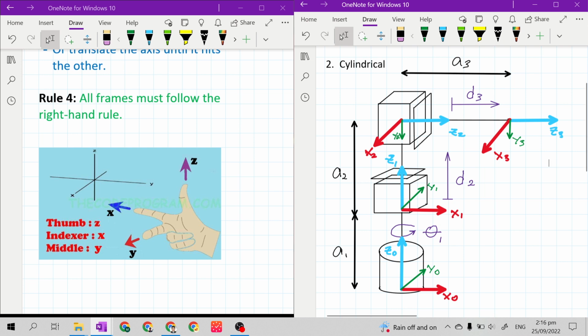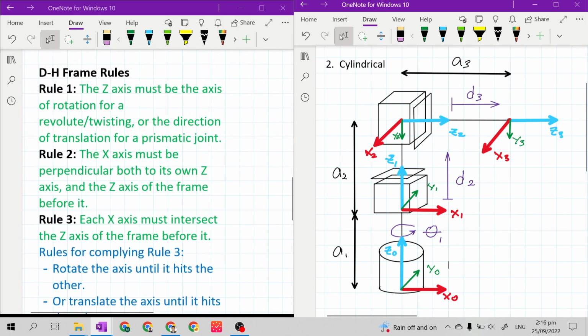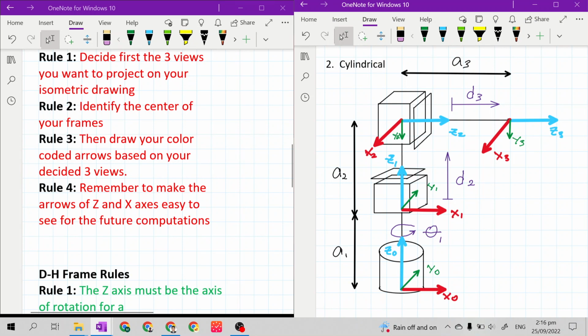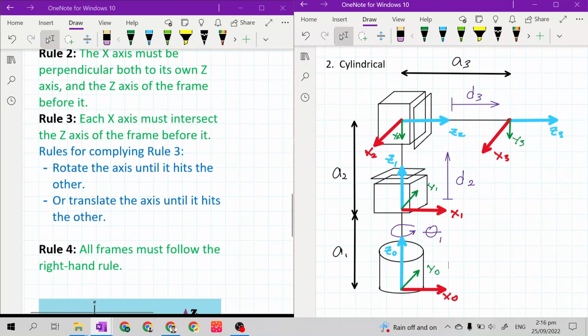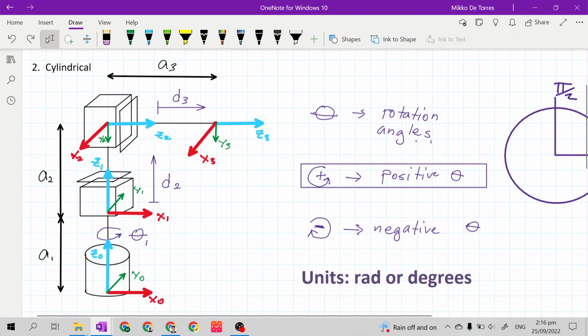If you notice, class, the y-axis is a thinner and smaller arrow, because based on the preliminary rule, the y-axis is the least important axis. We don't need it for our future computations. It's just there to complete the Cartesian coordinate systems, or the XYZ frames. Okay. So this is the kinematic diagram of a cylindrical manipulator.